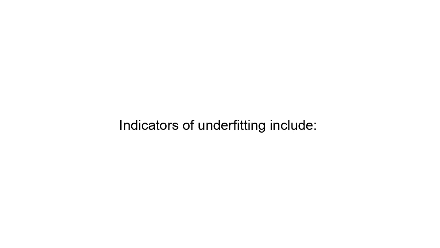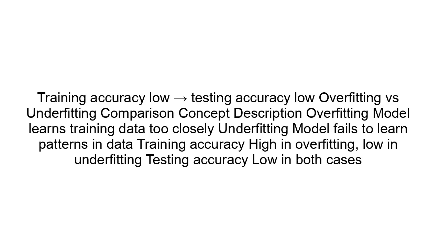Signs of underfitting. Indicators of underfitting include low training accuracy, low testing accuracy, overly simple models, and failure to capture patterns in data. Example concept: training accuracy low means testing accuracy low.